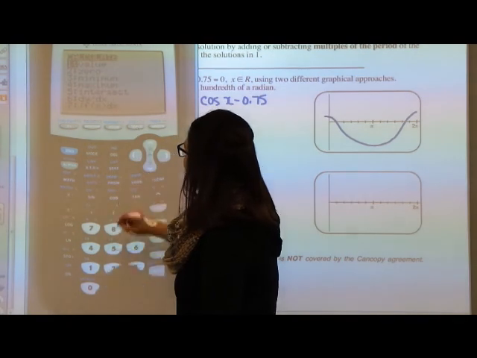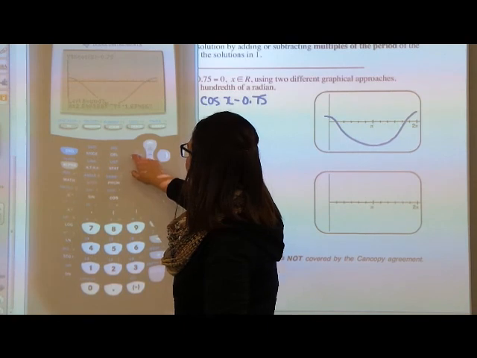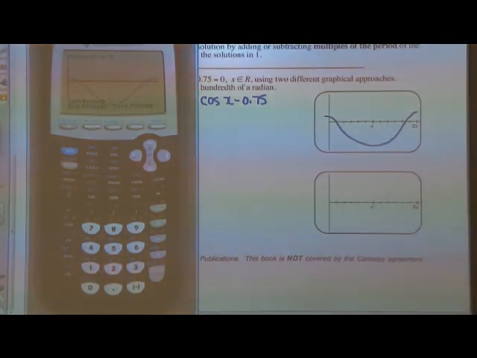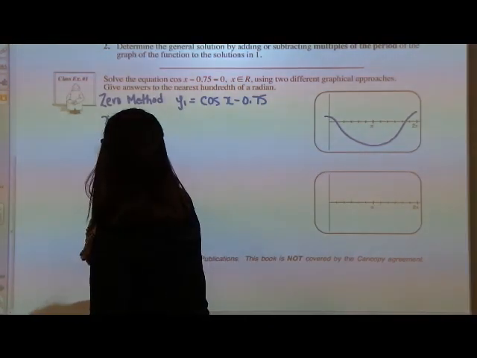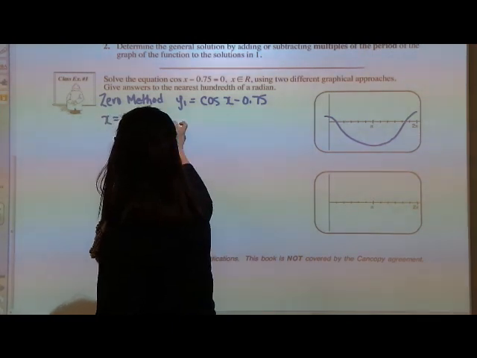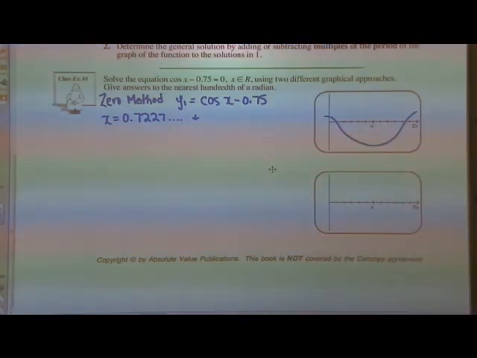So second calc, zero. Again, the left bound means the left side of the zero. So that would be making sure I'm in the positive y values. And then I need to go to the right side, which would be the negative y values. And I get 0.7227. So x equals 0.7227. And then I do the same thing to get the other zero. What do I get for the other zero?